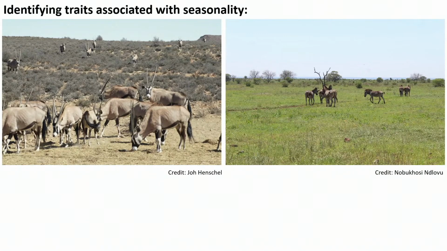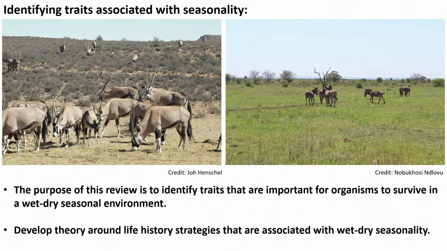So the aim of this talk basically is to identify which traits are important for organisms to survive in a wet-dry seasonal environment. As you can see from the pictures, how can you survive in an environment like this compared to an environment like this? And the other aim of this review is to develop theories around life history strategies. Are we able to group these traits into some form of life history strategy, as this is something that has not been attempted, at least in my opinion, anyway.